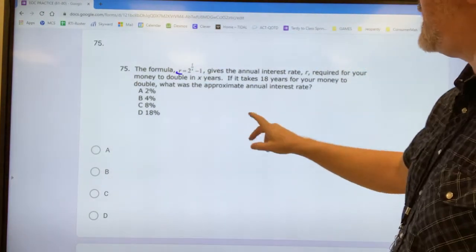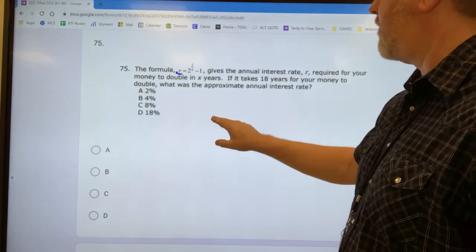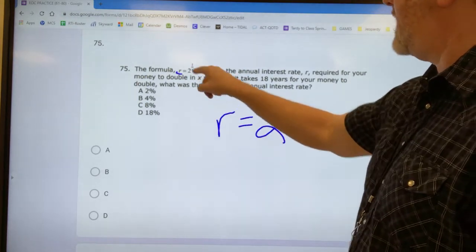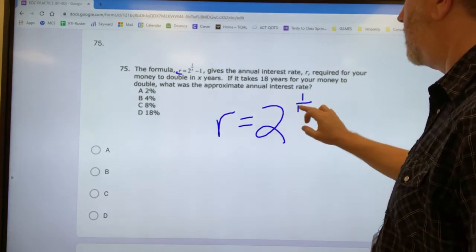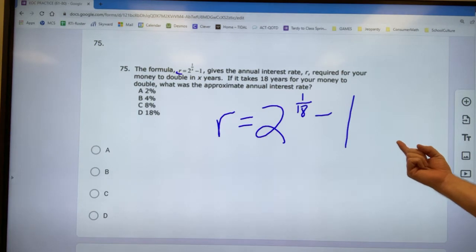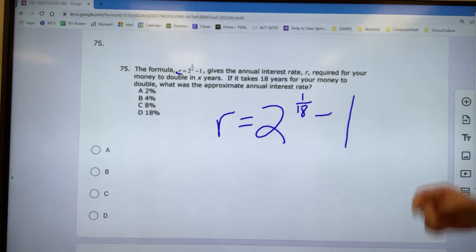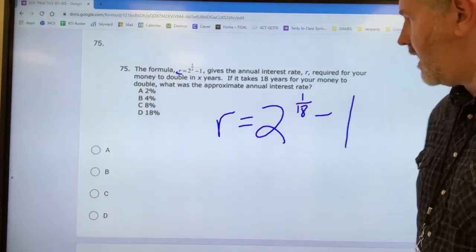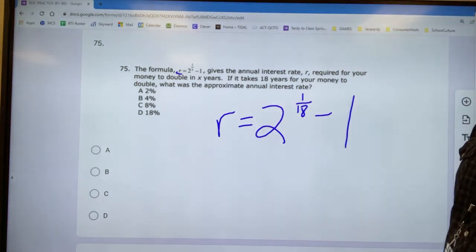If it takes 18 years for your money to double, what's the approximate rate? So all we have to do is plug in 18 for X. And this is going to be calculator work. I'm trying to think of if there is a way to solve it without it being calculator work. I can't think of a quick way. So we would assume that this would be on the calculator.